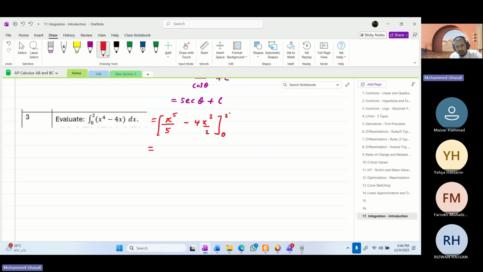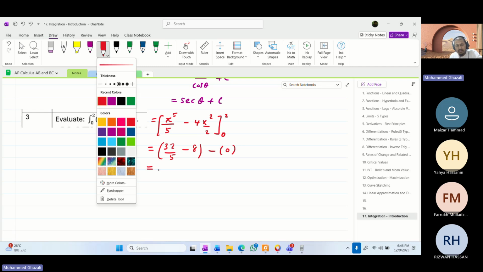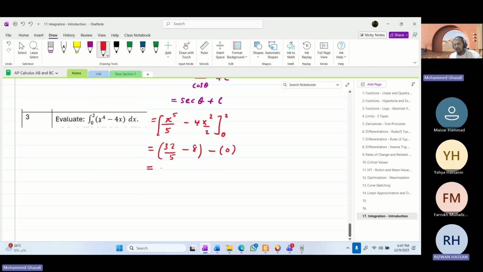Right, so if you put 2 inside, you're going to get 2 to the power 5 over 5, which is 32 over 5. 4 and 2 cancel out. If you put 2 there, you're going to get 8. 2 times 2 squared, yes, 8. Subtract 8. It'll be a negative number, and that's fine. You get negative 8 over 5.